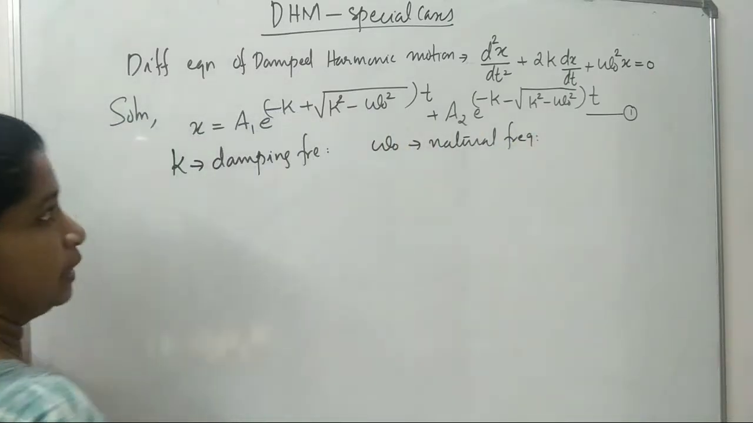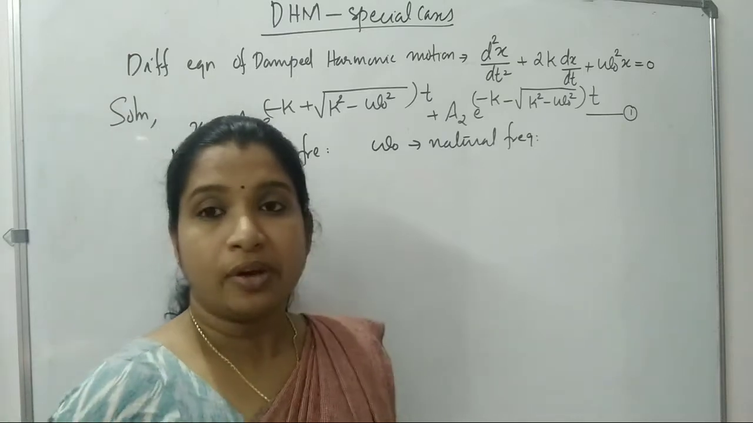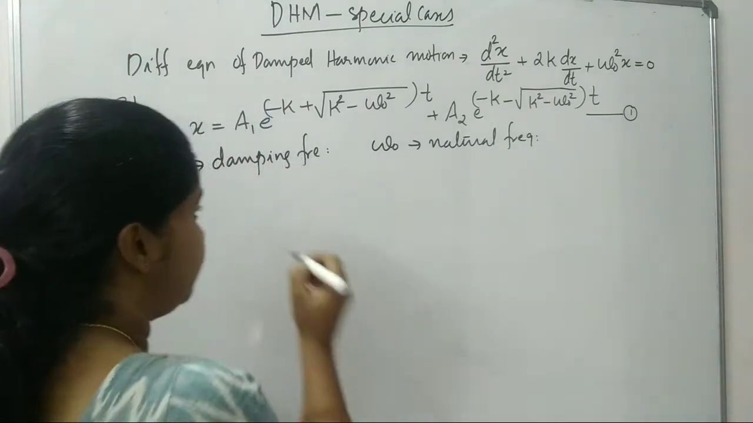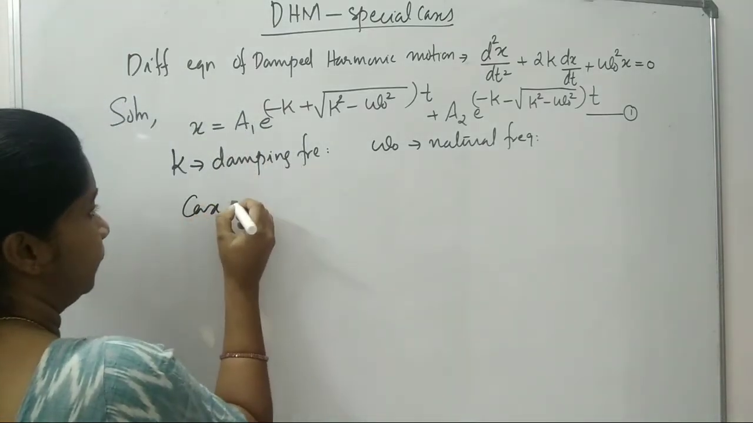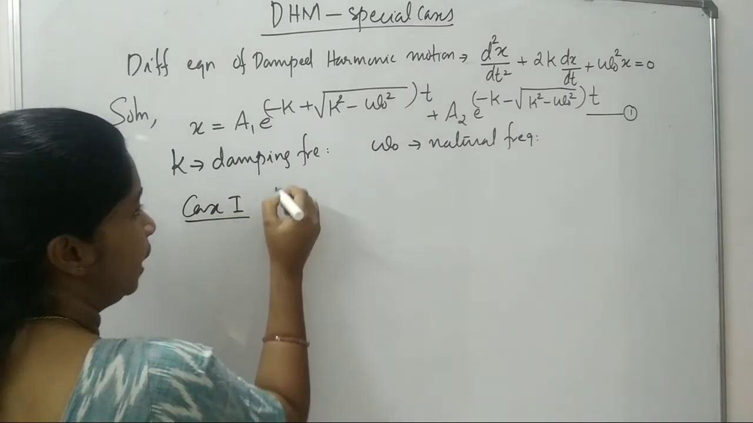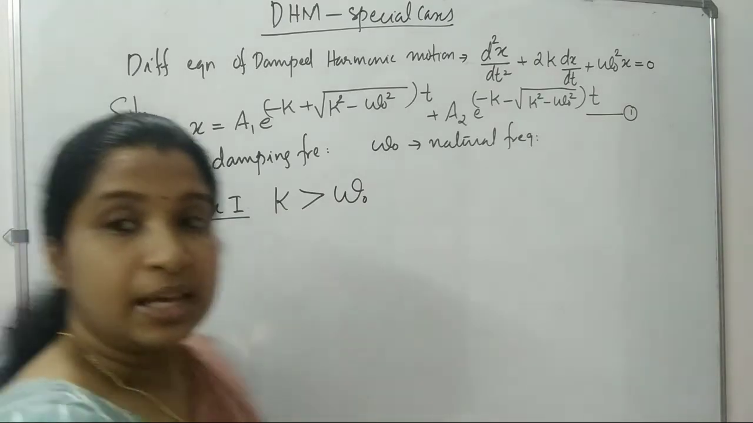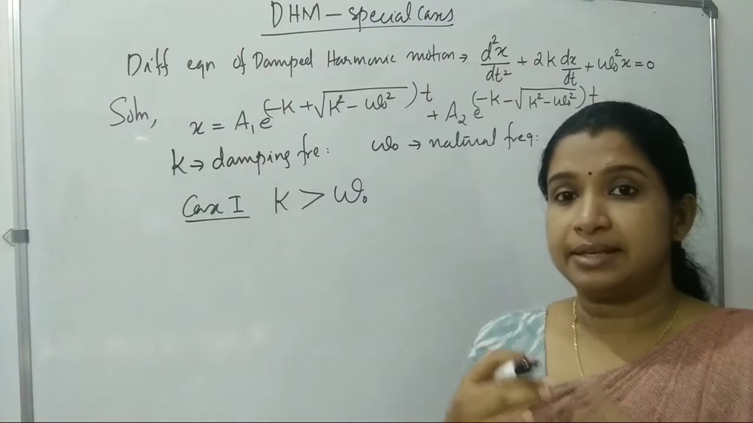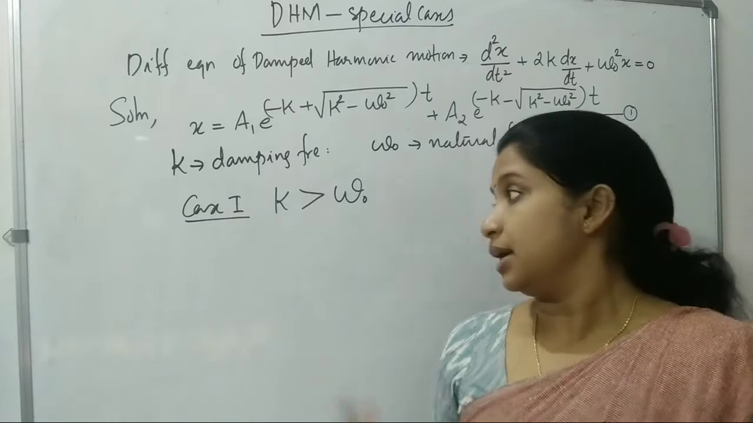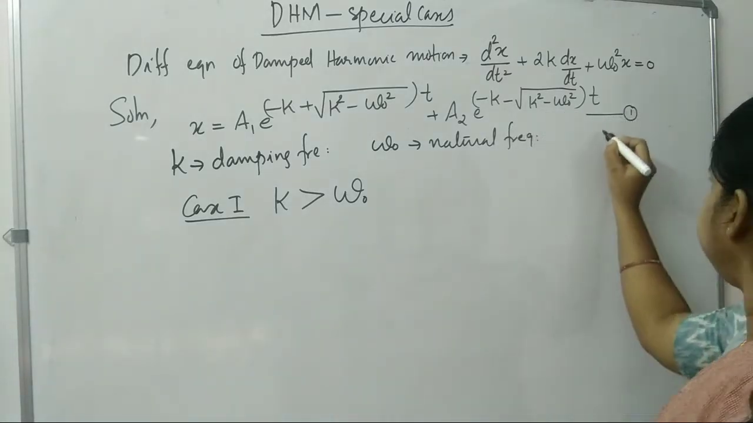So based on the values of k and ω0, we can write three cases. The first case, case 1, is damping frequency greater than the natural frequency. If the damping frequency is greater than the natural frequency, consider the spring mass system.